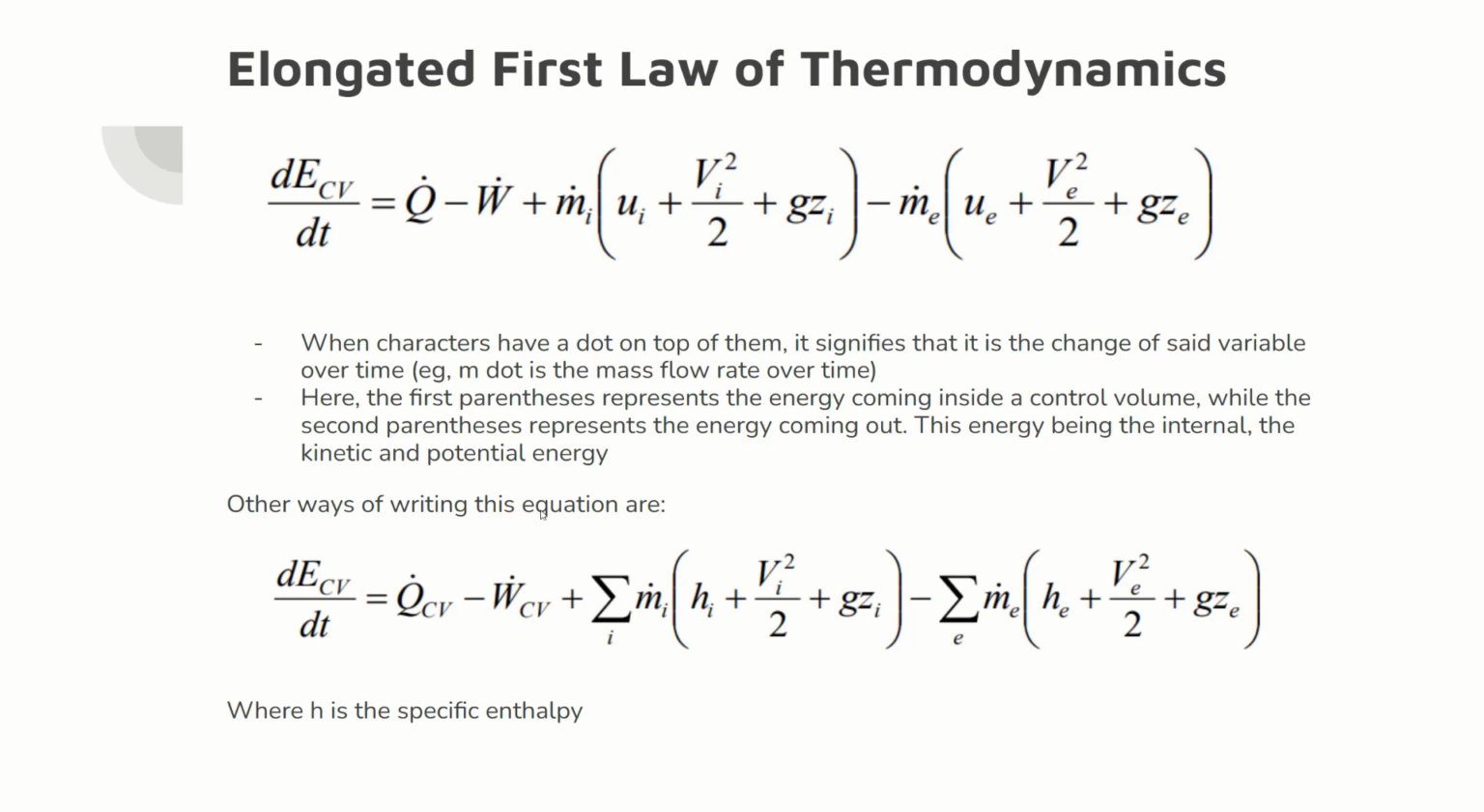One important thing to note: as you can see, in this equation it's specific internal energy, and in this equation it's specific enthalpy. You can use either, whichever is more convenient within the exercise. Usually it'll be made clear, but either works. If you calculate the specific enthalpy at the inlet minus the specific enthalpy at the exit, you will get the change in internal energy, no matter what.